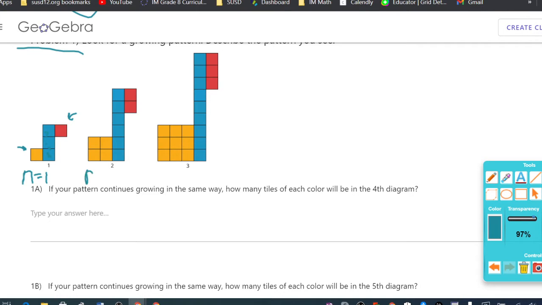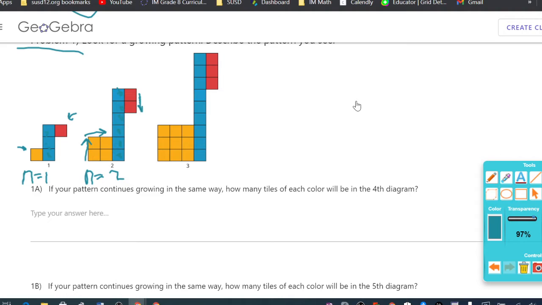Okay, when n equals 2, look at this. The yellow squares are squared. And the red squares are just adding one more, I guess. 1 plus 1 equals, now there's 2, so they just added one more. How about these blue squares? 1, 2, 3, 4, 5, 6 of them. It's doubled. They went from blue equals 3 to blue equals 6.